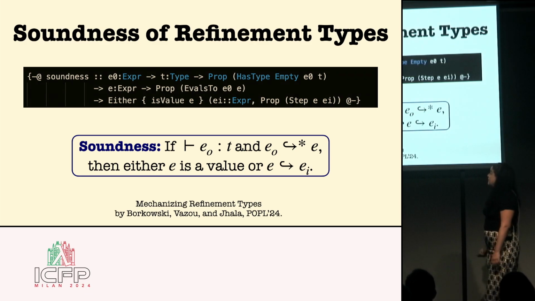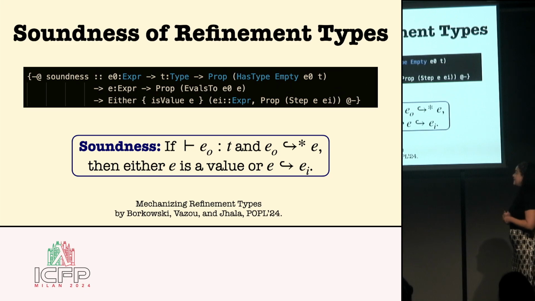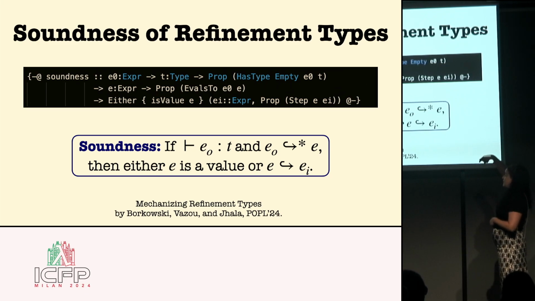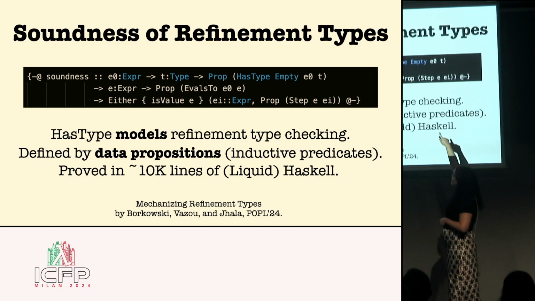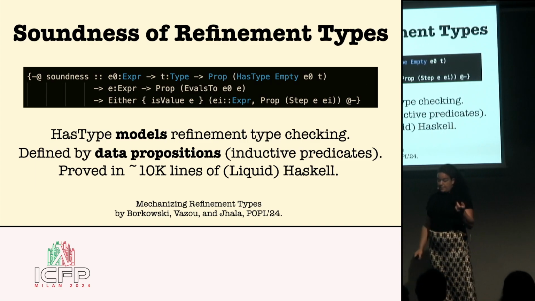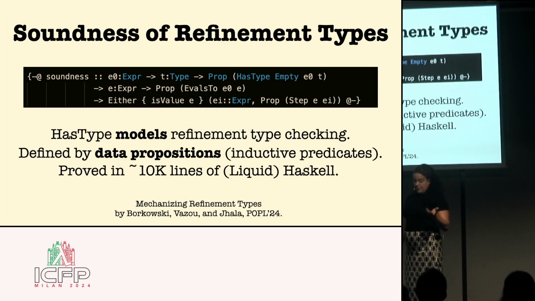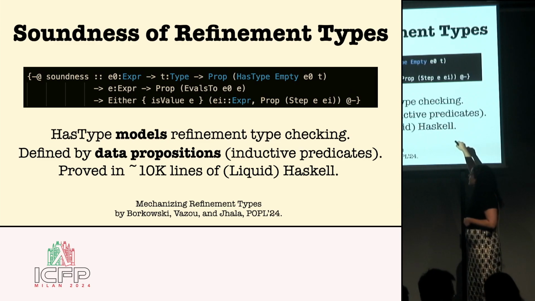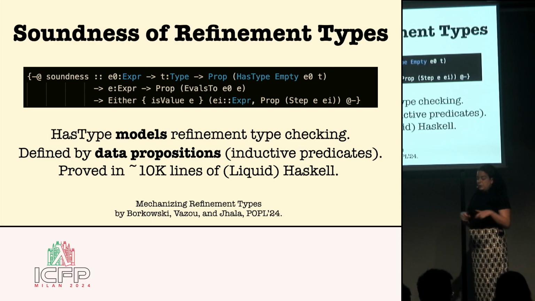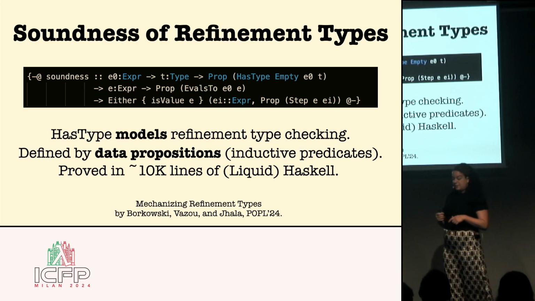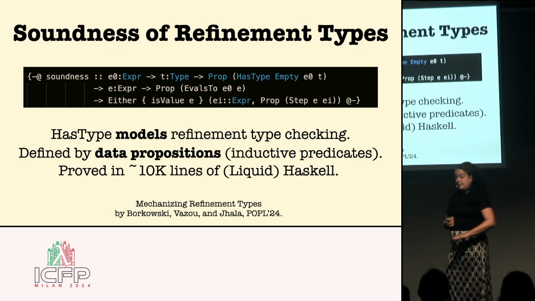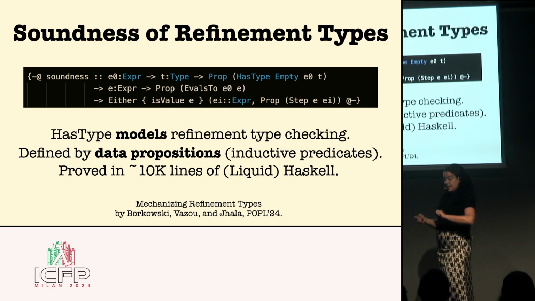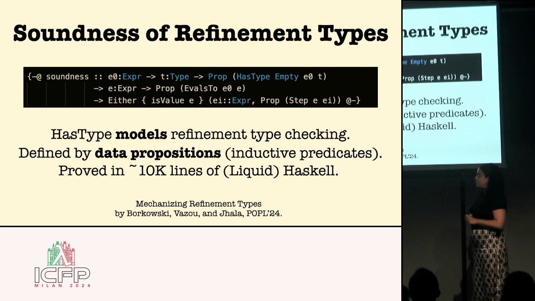Okay, so the cool thing is that we used reflection and other nice techniques and expressed this theorem in Liquid Haskell. And yes, we use this has type property, and has type, the property, models a refinement type checker. So this has type on the first line is doing refinement type checking. And actually, to define that, we developed something that we call data propositions. The idea is you take Haskell's data types and you refine them to axiomatize the type checking rules. So essentially, they are like Coq's inductive predicates.